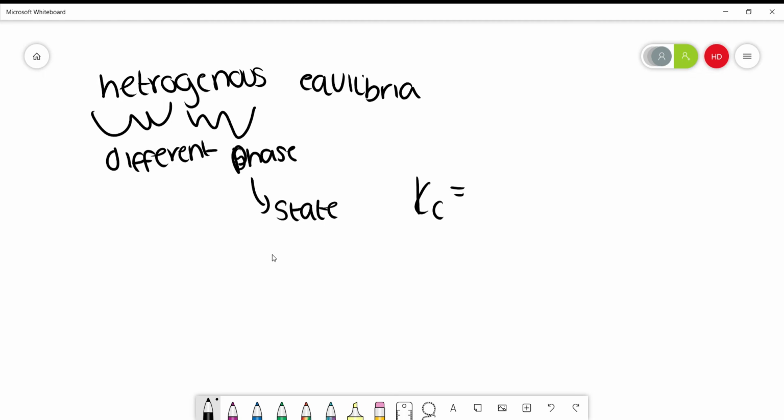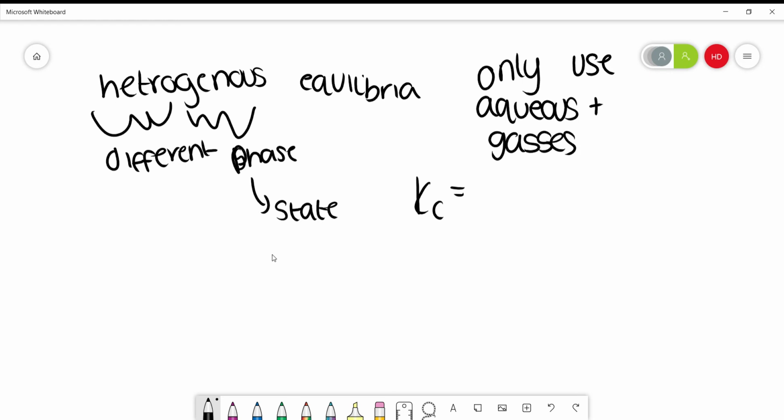So in homogeneous equilibria, the Kc contains all the species because they're all in the same phase. Whereas in heterogeneous equilibria, the concentrations of solids and liquids are constant, so anything that's a solid or a liquid is omitted. So for heterogeneous equilibria we only use aqueous plus gases.